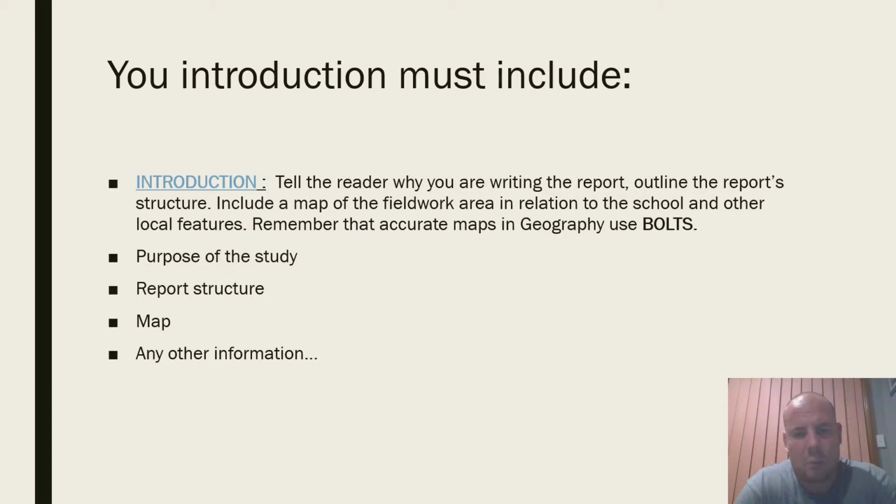Also remember that maps must be precise and accurate, hence why we use BOLTS. If you've forgotten what BOLTS are, there's a video on that. The B stands for a border around your map, so you can show where the map ends. The O is the orientation, so a north arrow to help us identify where the directions are. L is a legend or a key, so you'll be colouring areas that are important. You might do some land use on that map to indicate where industry is, where houses are, even where the school is. And then every map must have a title, and that's what the T in BOLTS stands for.